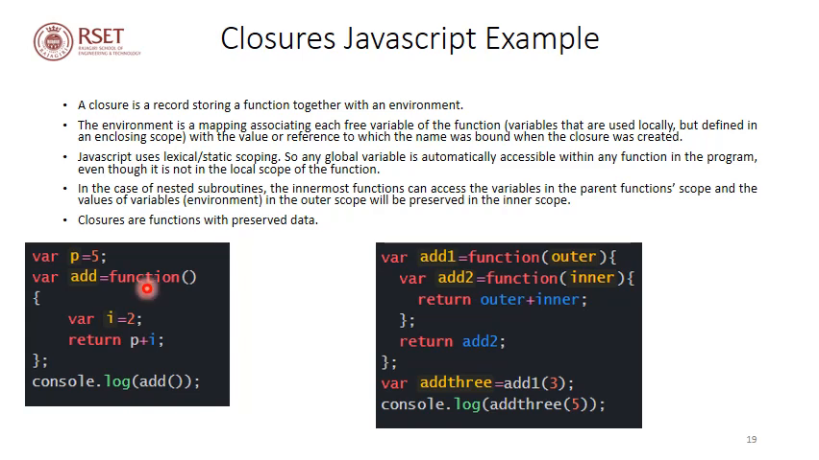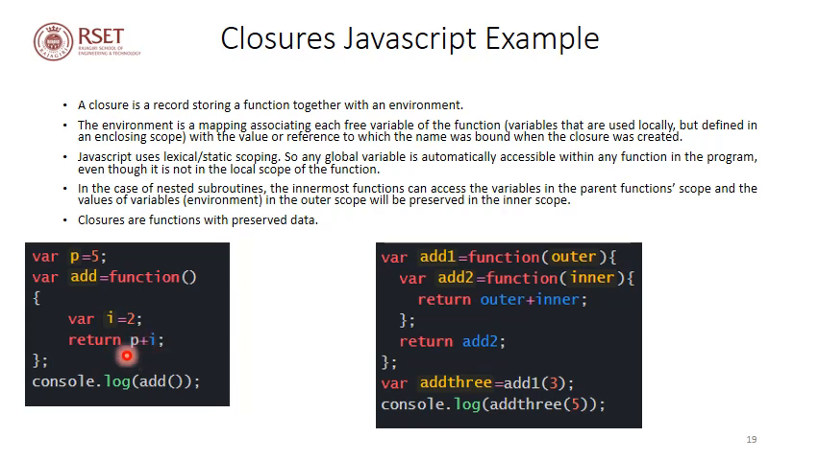Let's see a very simple example from JavaScript for closures. Here we have in the global scope a variable p, which is initialized to the value 5. Then we have a function definition here. The function name is add. It doesn't take any parameters. Within the function, we have a local variable i, which is initialized to the value 2. Then the function returns p plus i.